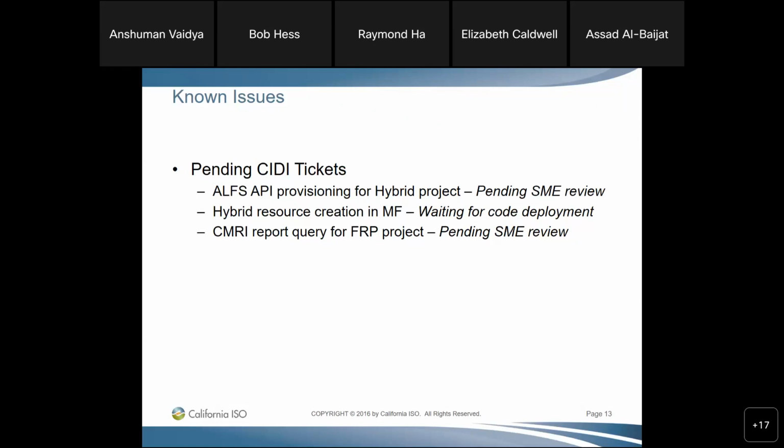Lastly, I have a similar question regarding the CMRI report query for the FRP project, and our SMEs are reviewing that. Are there any other CD tickets that you want to add into this list, or you need to escalate? We can talk about it here.